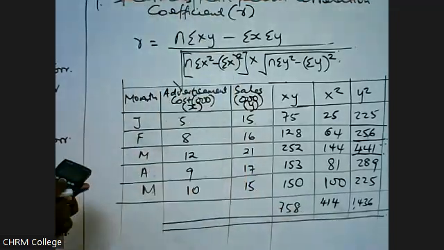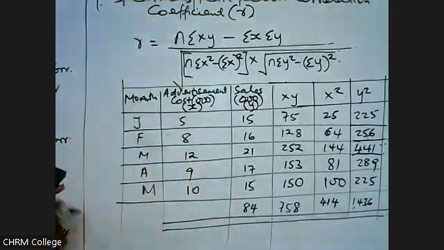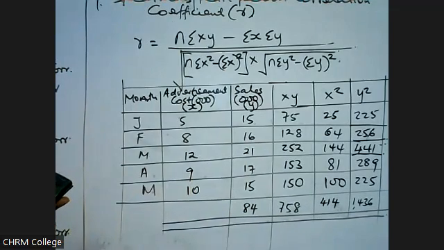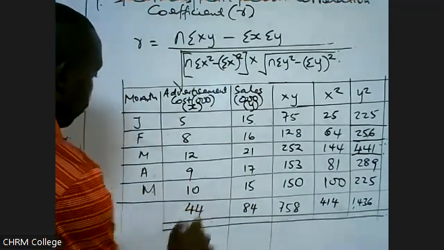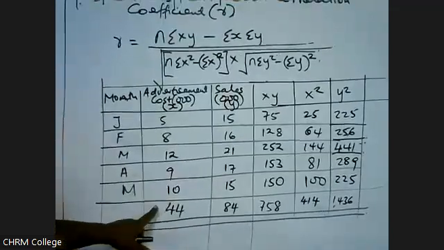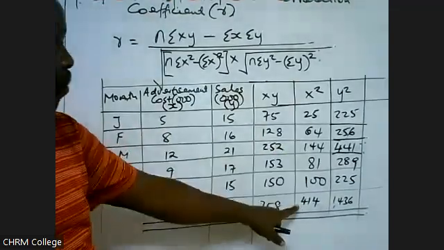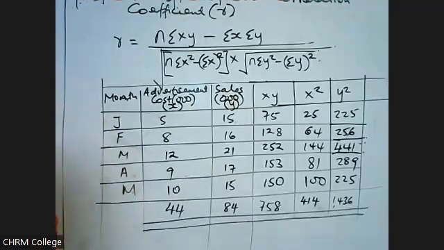We also add the y's, which is 15 plus 16 plus 21 plus 17 plus 15. You get 84. The x, 5 plus 8 plus 12 plus 9 plus 10, you get 44. Once you have those summations, these are now what we call the summations: the sum of x, the sum of y, the sum of xy, the sum of x squared, and the sum of y squared.